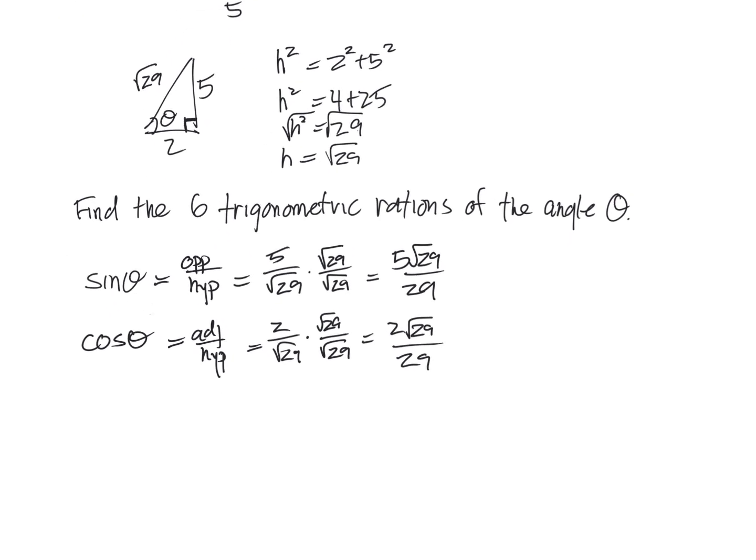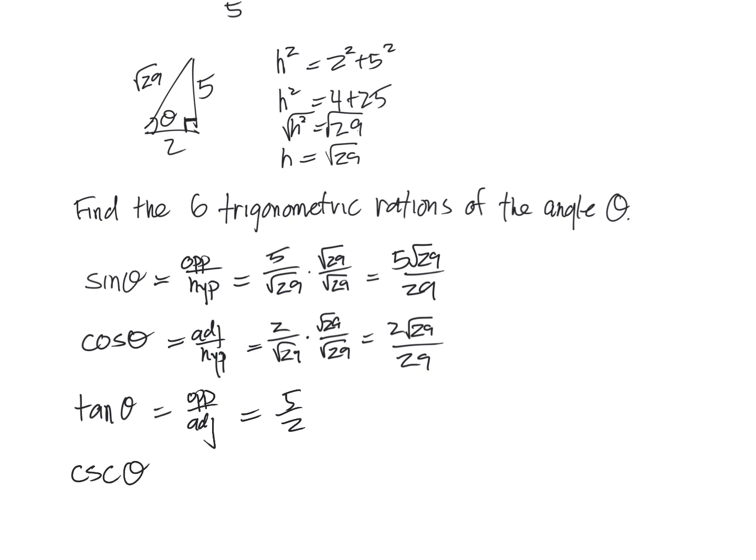Now, tangent of theta. For tangent of theta, we could have used the sine divided by cosine, or we can just look straight at the triangle: tangent is opposite over adjacent. Opposite over adjacent, which is 5 over 2.